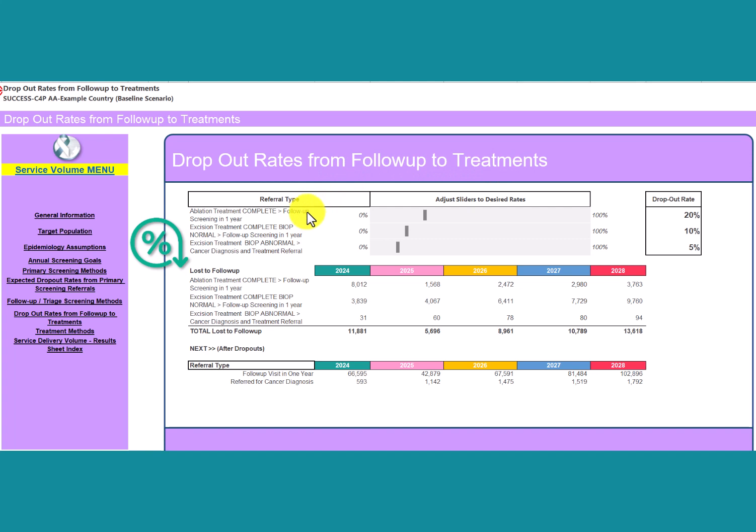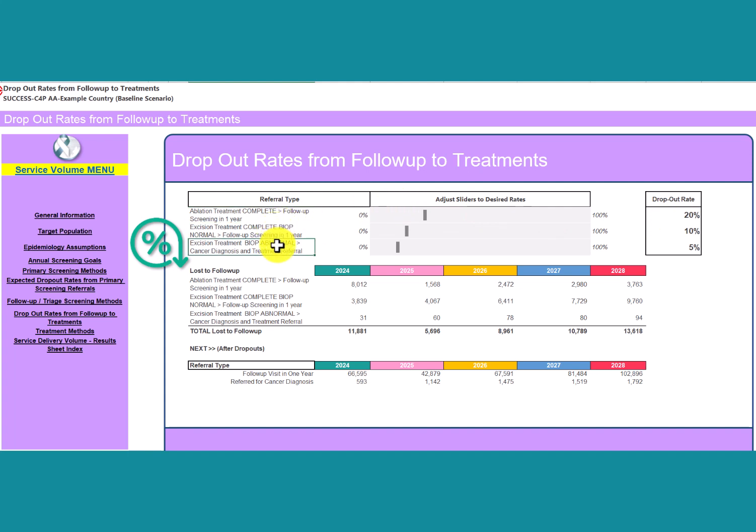The first thing you can do is you can have an ablation treatment that is complete and you're referred for a follow-up screening in 1 year. Certainly there will be some dropouts from that, and you can adjust your sliders here to tell the tool what you think the dropout rate will be or the loss to follow-up rate will be after 1 year. That's for ablation treatment. As you can see, I've set it at 20% here.